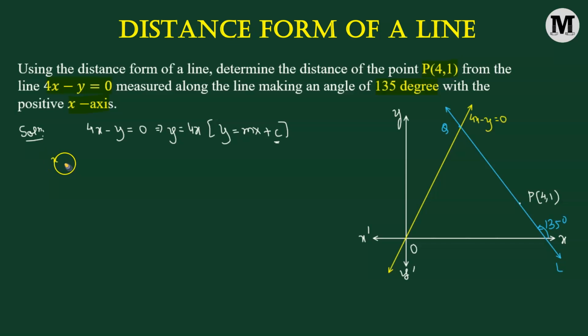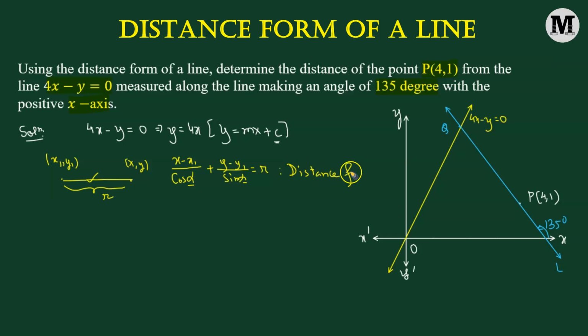If we have a line passing through the point x1, y1, and we have another point with the coordinates x, y, such that the distance between the 2 points is r units, then the distance form of a line is given by x minus x1 divided by cosine of the angle alpha added to y minus y1 divided by sine of the angle alpha equals r. So here alpha is going to be the angle that this particular line makes with the positive direction of x-axis, and this is referred to as the distance form of a line.